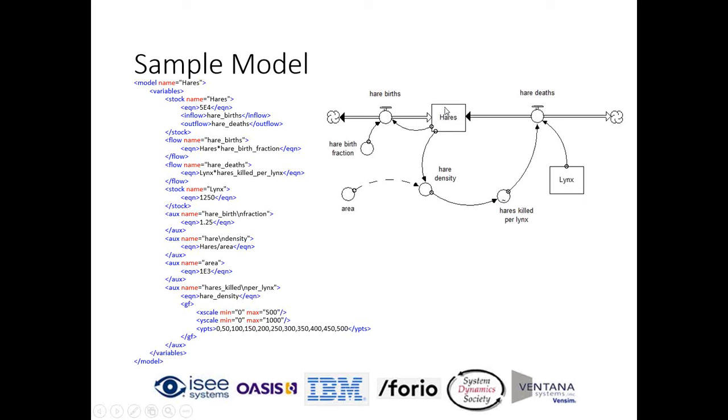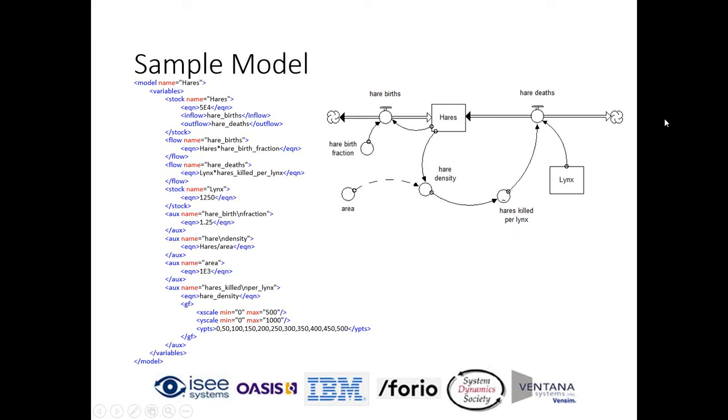This is what a sample model looks like in XMILE. This is just the model part, not the drawing part, but in this simple model we have a group of hares, and they're being born and they're dying over here, and some of them are getting killed by lynxes based on, this is a relationship here, what the density of hares is. The higher the density in the area that's there, the more get killed, and the higher the death rate. So this is how many get killed, and this is how many lynxes there are, and together they wipe out the hares. But over here is the XMILE.